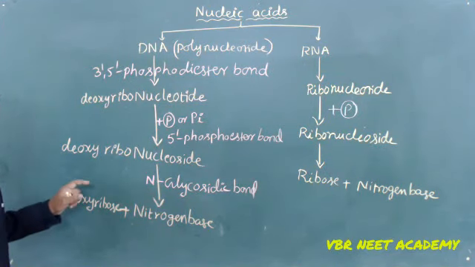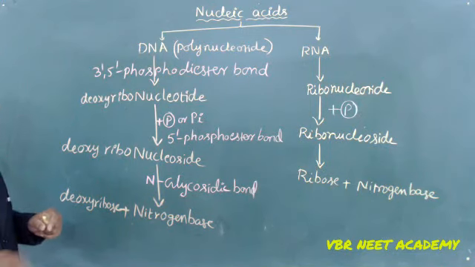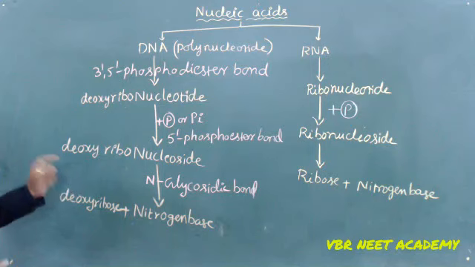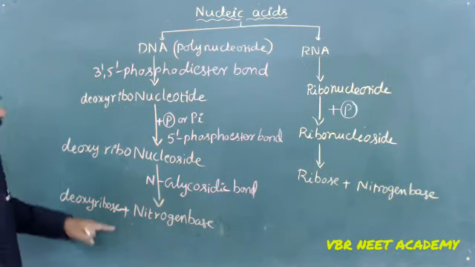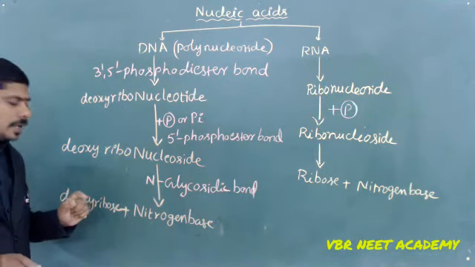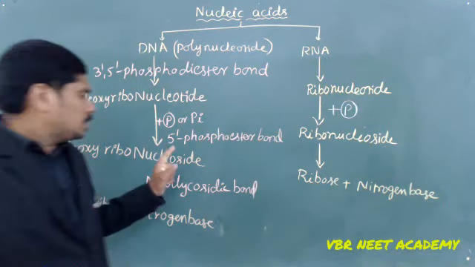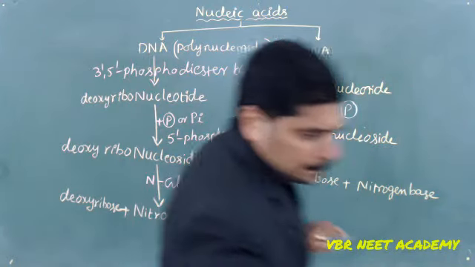Now you will see the nitrogen bases and the ribose sugar structure and how they are going to form these nucleotides. Okay? So I hope everyone is getting clarity about these bonds. So we will see now how the nitrogen bases are going to combine with your ribose sugar to form the nucleosides.